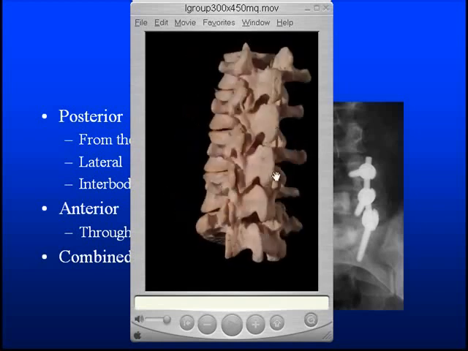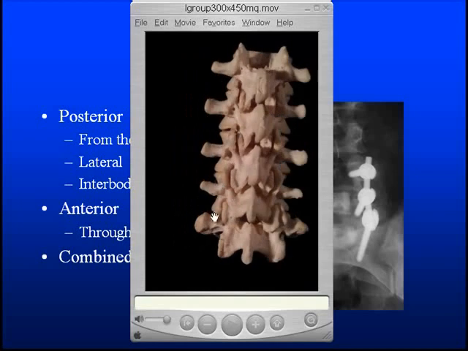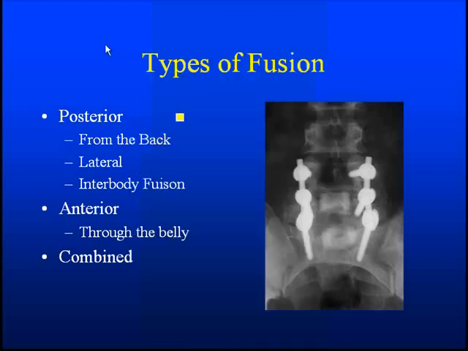Another way to do it is to go from the back, where we make an incision in the back, and we can put some bone on the sides, the same idea being the bone can fuse to the two vertebrae and prevent motion at that vertebrae.